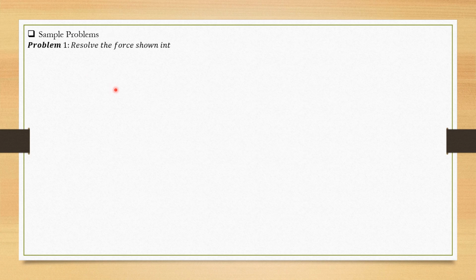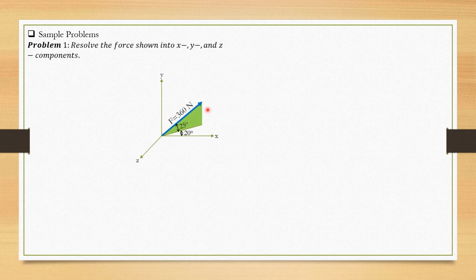Resolve the force shown into x, y, and z components. So the force has a magnitude of 360 newtons, and let's describe its direction. It is directed up, to the right, and backward. So it is directed backward, or opposite to the z-axis, up and to the right. So therefore, we expect that the z component of this force is negative.